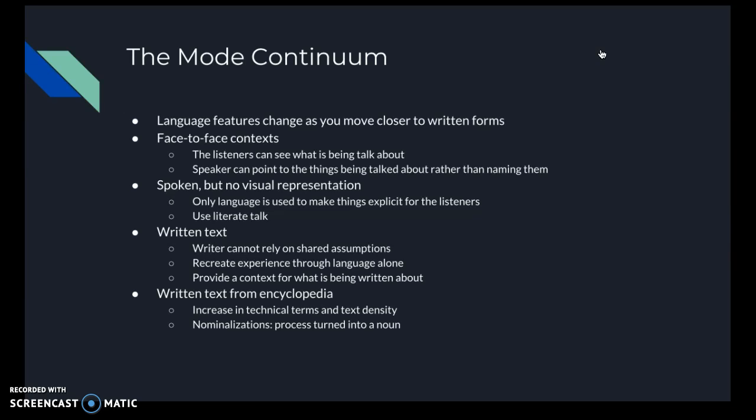In written text, the writer cannot rely on shared assumptions, so they must recreate the experience through language alone. They must also provide a context for what is being written about. The final example was written text from a children's encyclopedia. Here there's an increase in technical terms and text density, and there must be nominalizations, which are processes turned into nouns. For example, the verb attract was turned into the noun attraction.